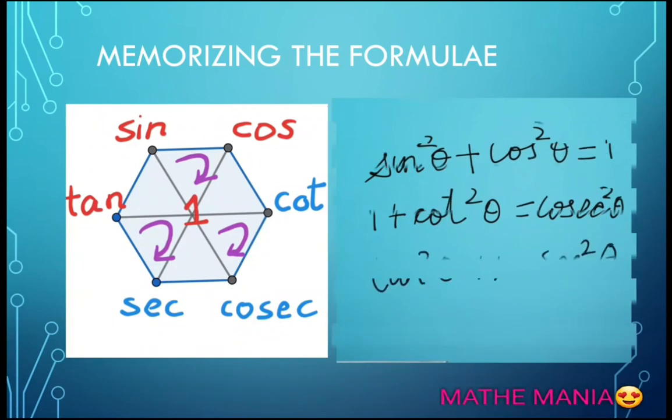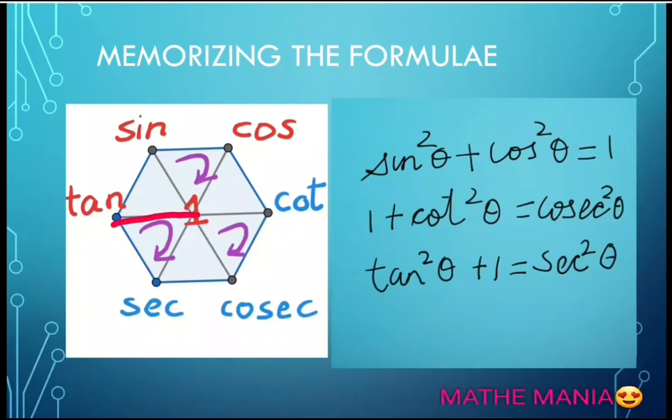Similarly, from the third, I'll get the third identity: tan square plus 1 is equal to secant square. So you can easily remember these identities from here. And we can also write these identities in another form.